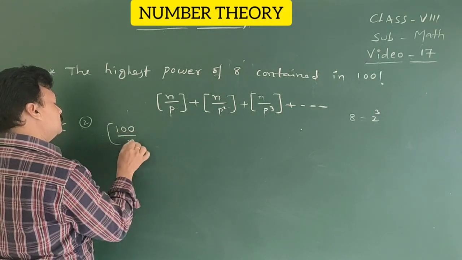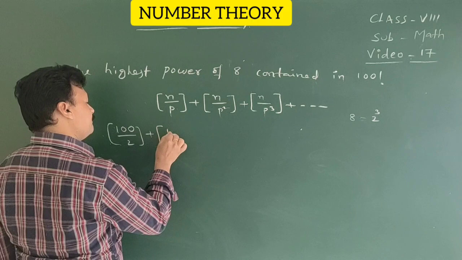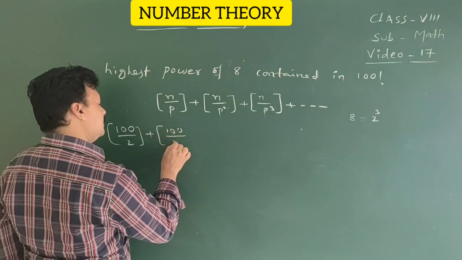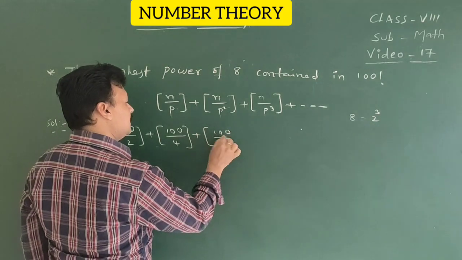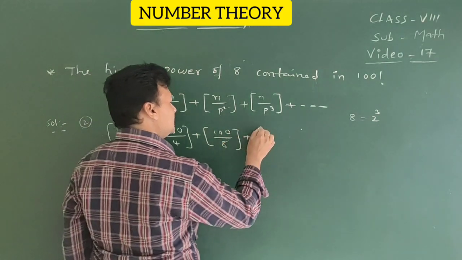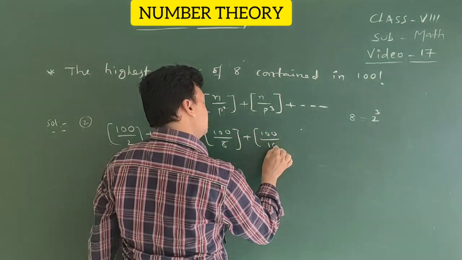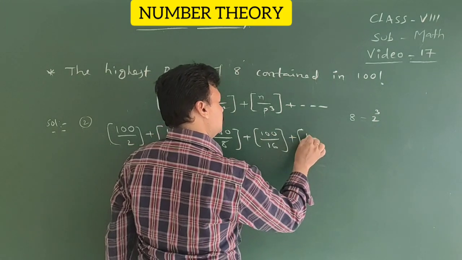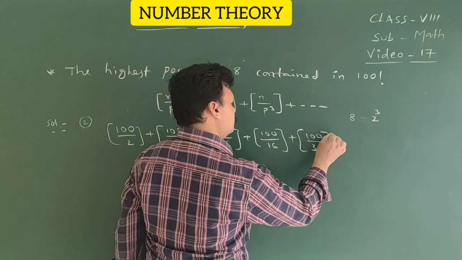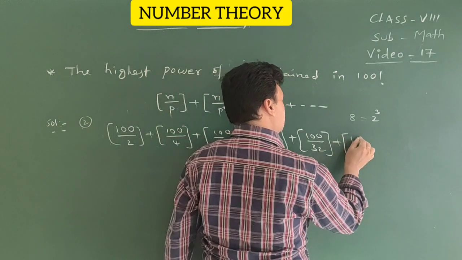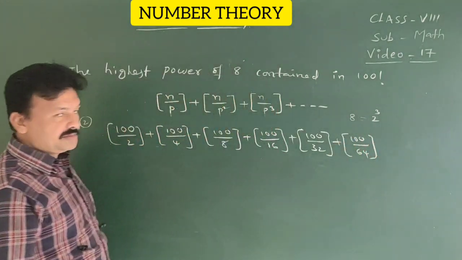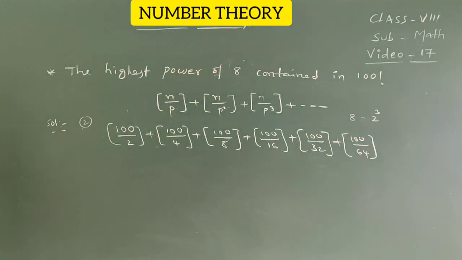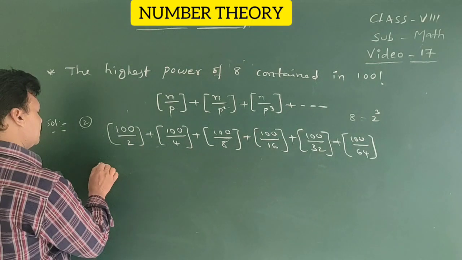Then 100 by 2 plus 100 by 4, 2 square is 4. Next, 100 by 8, next 100 by 16, next 100 by 32, next 100 by 64. Enough. The next power is 128, which is more than 100, that's why till 64 is enough.